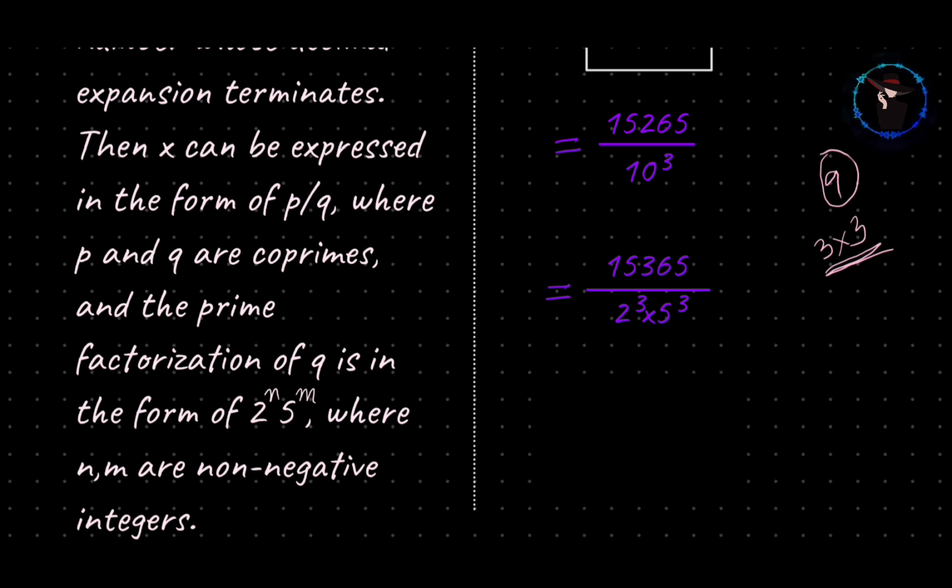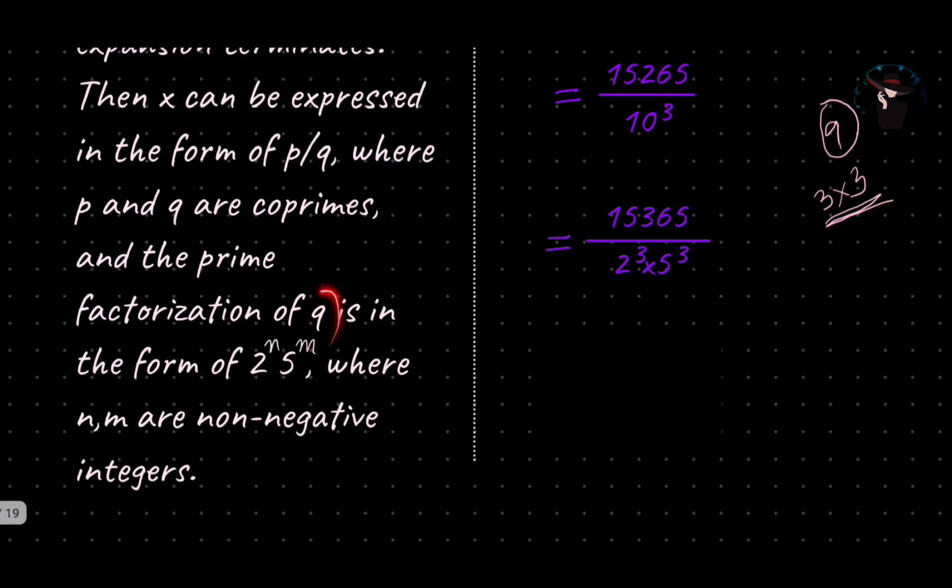Moving on. And the prime factorization of q is in the form of 2 power n and 5 power m, where n and m are non-negative integers. So we should always turn the denominator into the form of 2 power n and 5 power m. Here n is 3. We can write 10 as 2 into 5, and 2 into 5 whole power 3 means 2 power 3, 5 power 3.